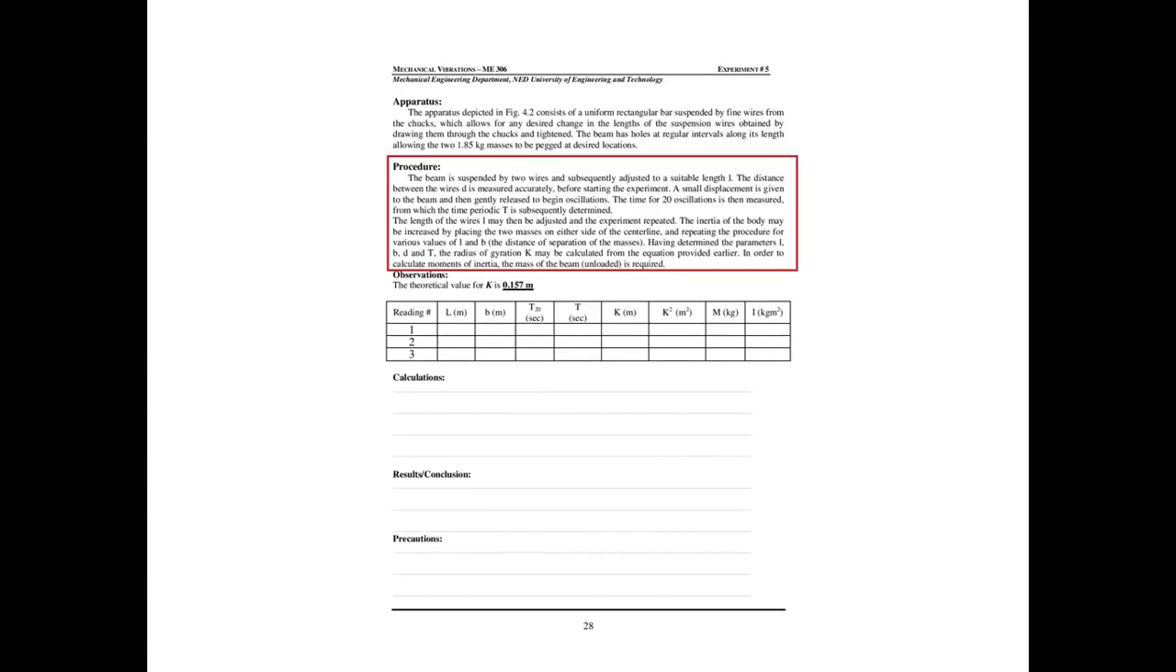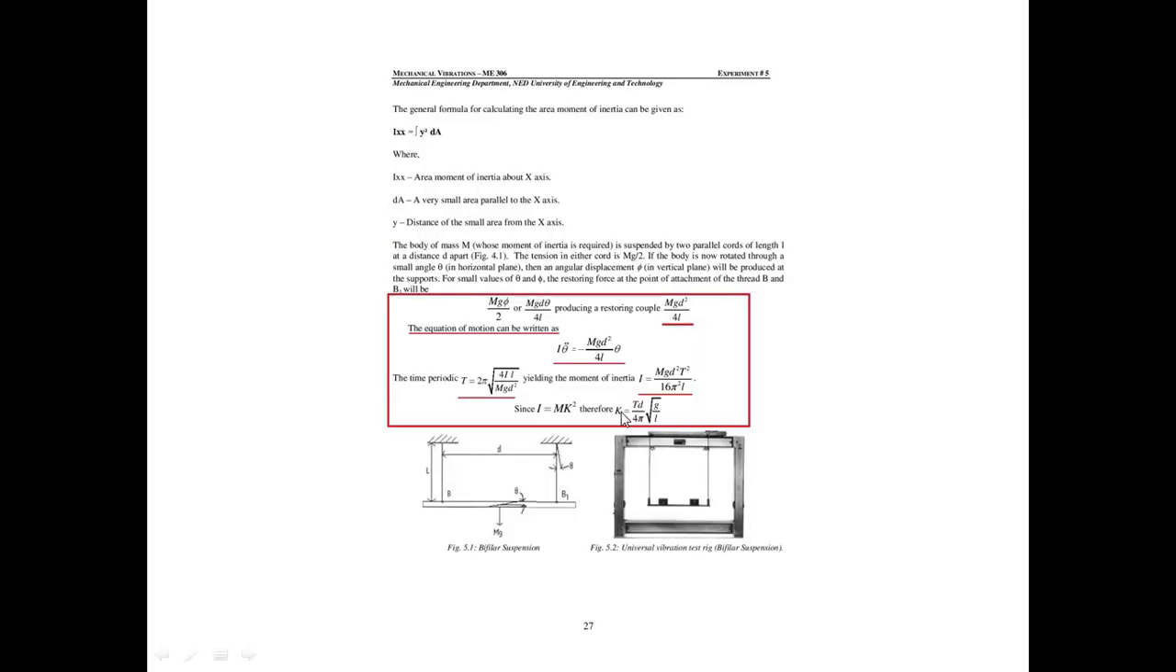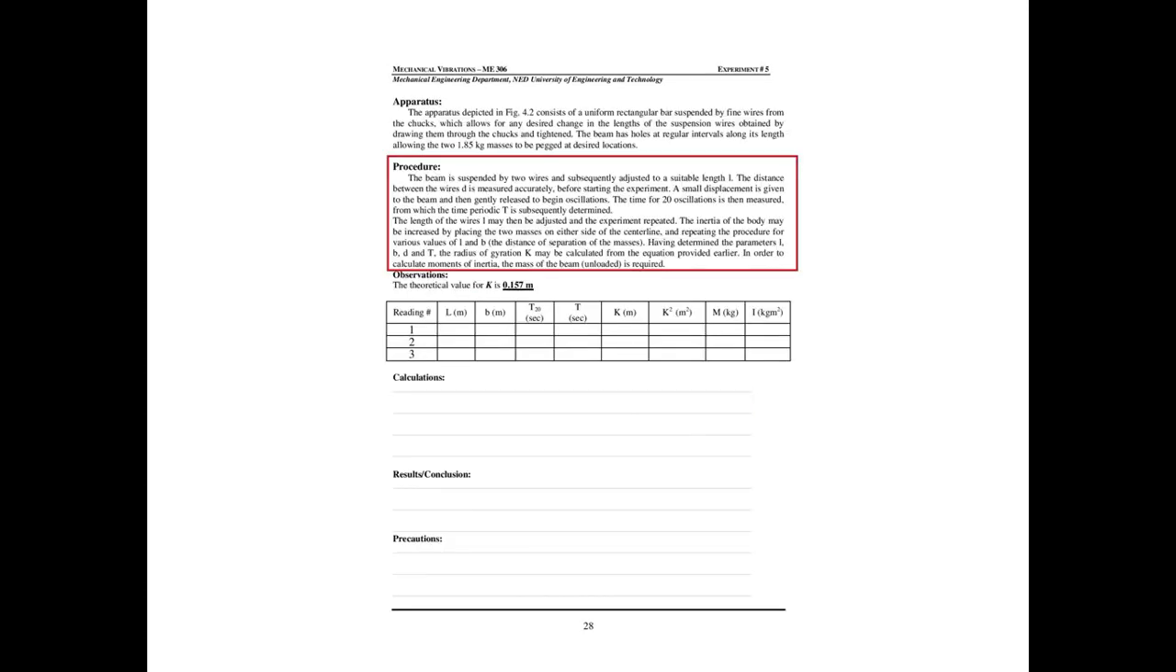So in order to find the moment of inertia of different masses, first we need to find the moment of inertia of the unloaded beam. To find the moment of inertia of this rod, we need to know the mass and the radius of gyration. And in order to find the radius of gyration, we need to know the time period of the oscillation, the distance between the two strings, and the length of the string. So first of all, we will calculate the moment of inertia of the unloaded beam.